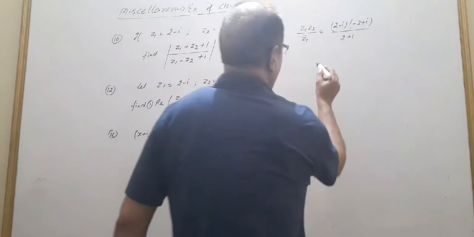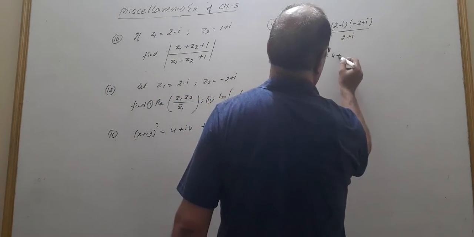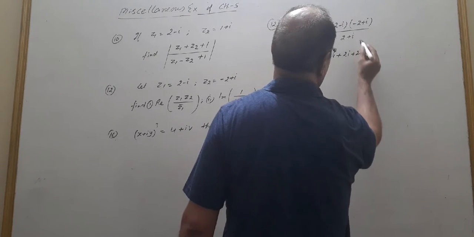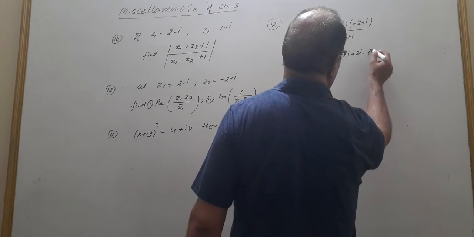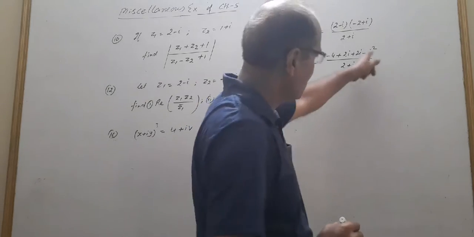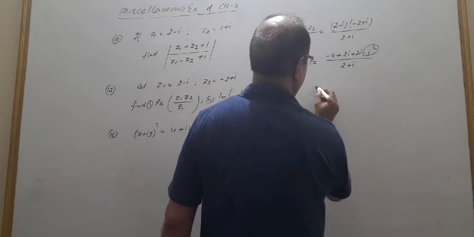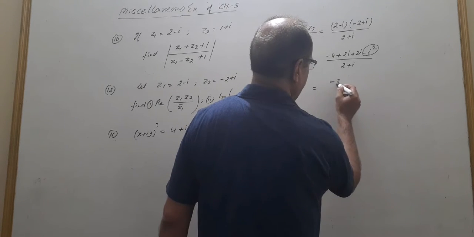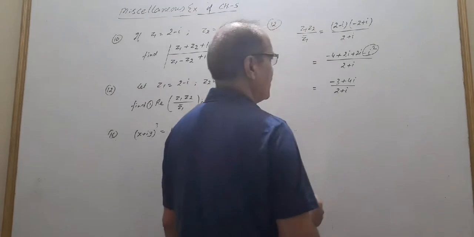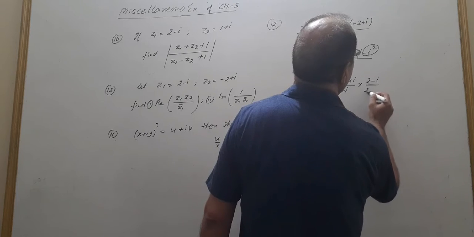Now, in the numerator, you simply multiply this. This becomes minus 4 plus 2 iota plus 2 iota, and minus iota square, divided by 2 plus iota. Iota square, you know, equals minus 1, so this term becomes plus 1. Then this will be minus 3 plus 4 iota divided by 2 plus iota. To get the proper form, you have to rationalize this.